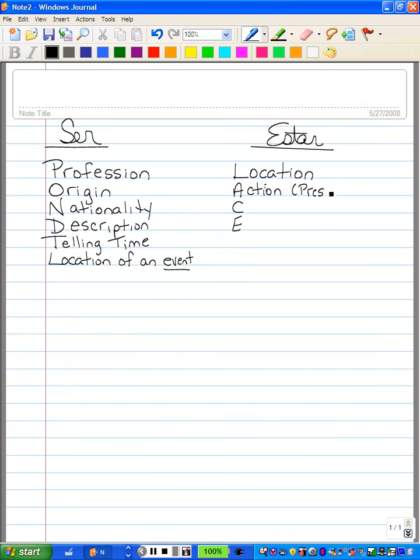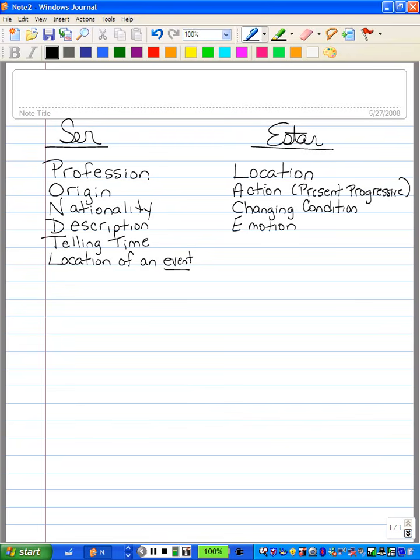And we're going to put here the present progressive, which is something that they talk about, I believe, in Chapter 3, how to form the present progressive tense. And we'll talk a little bit about that too here while we've got it. The C, changing conditions. And E stands for emotion.